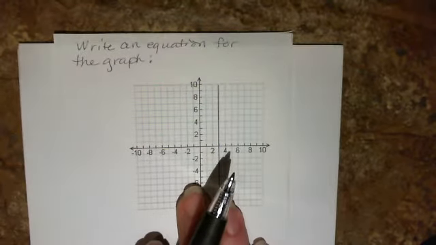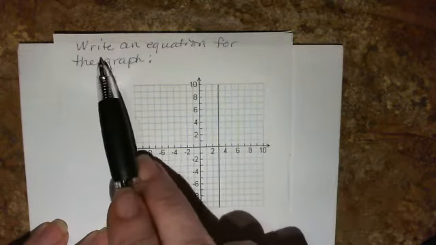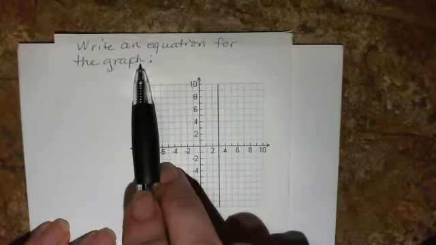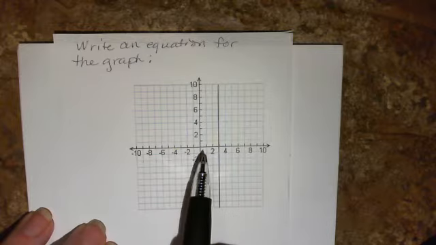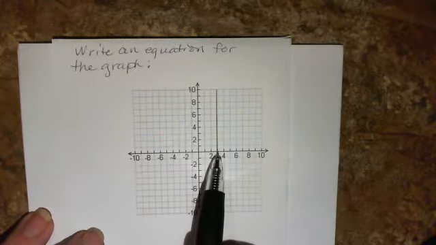Okay, let's look at this graph. We see a vertical line here, and our directions are to write an equation for the graph. Well, we see that this one does not have a y-intercept, so y equals mx plus b might not be that helpful for us. We see it does have an x-intercept.